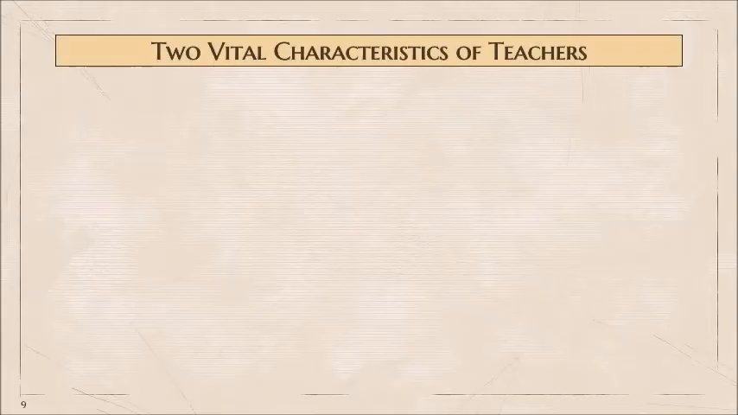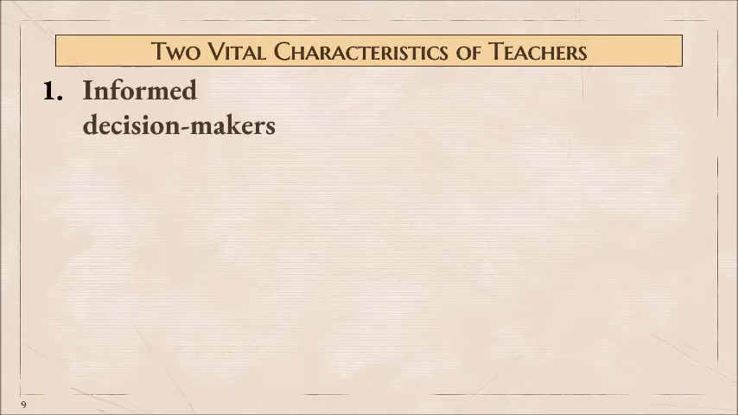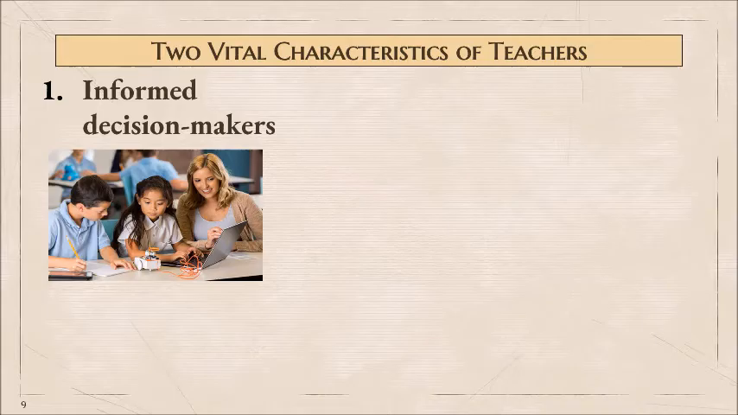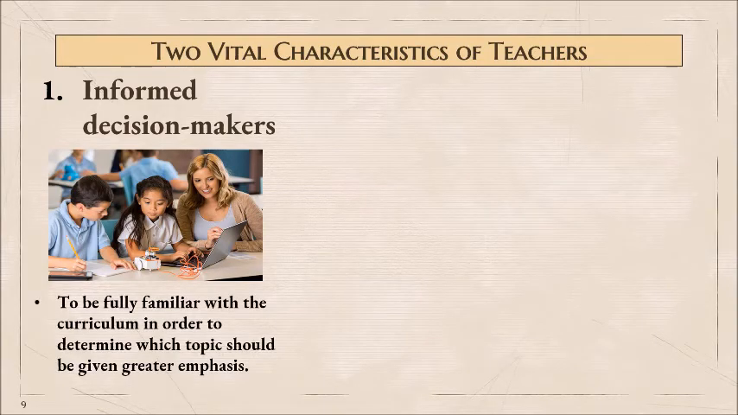Along with that, there are 2 vital characteristics that teachers need to acquire. First, being informed decision makers. So, being informed decision makers, you have to be fully familiar with the curriculum in order to determine which topic should be given greater emphasis. So, dapat meron tayong kaalaman at pamilyar tayo sa curriculum na meron tayo. Saka as a teacher, syempre part yun ng trabaho natin na pag-aralan at alamin ito for us to become effective teachers at alam din natin kung ano yung mga itinuturo natin.